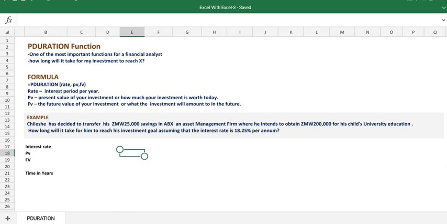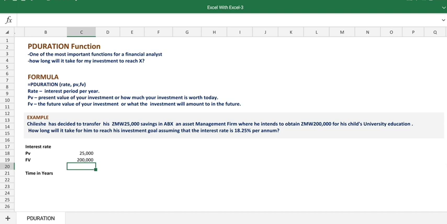What we know is the money which is being transferred to an asset management firm is 25,000 kwacha. So 25,000 kwacha is the value of that amount today, which is the present value. So put 25,000 kwacha. Next, at the end of the period, he intends to earn 200,000 kwacha. At the end of this period, which is basically the future value, is 200,000 kwacha. Okay.